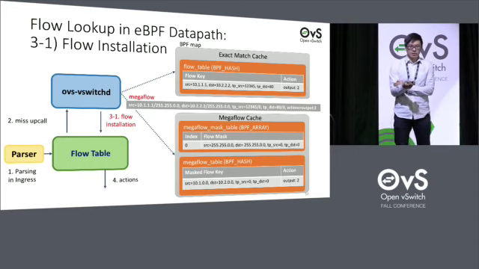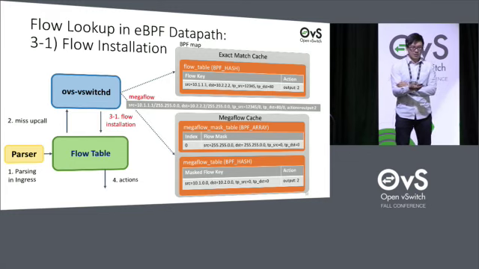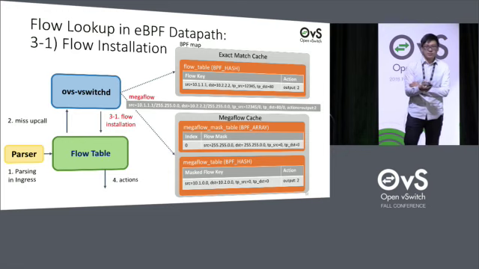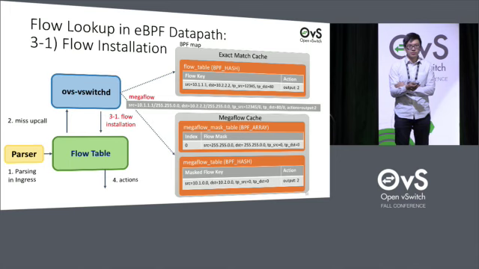And also, we have the other eBPF map, which is a megaflow table. This is a hash table, and the key is a masked flow key, and the value is the action, which is output to port 2.